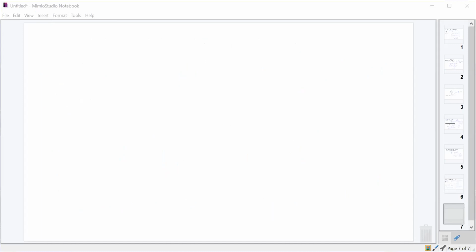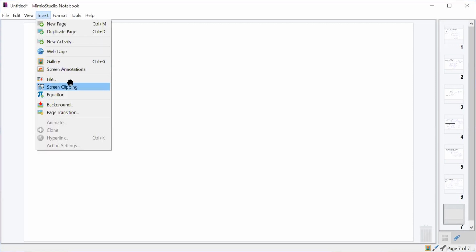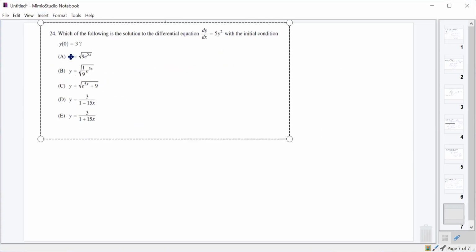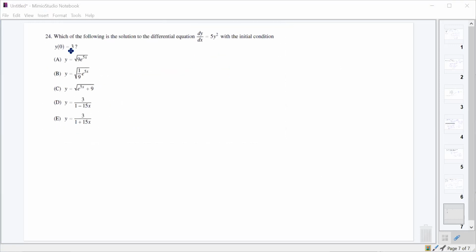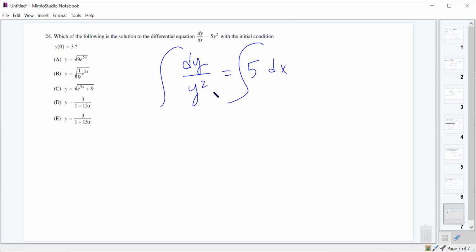All right, next one we'll look at here is 24. For 24, we are looking for the solution to the differential equation. This is a separable differential equation, so we'll do dy over y squared equals 5 dx. Multiply by the dx, divide by the y squared. And we'll integrate both sides. So the integral of dy over y squared is not this. This is a very common mistake. That is not the integral.